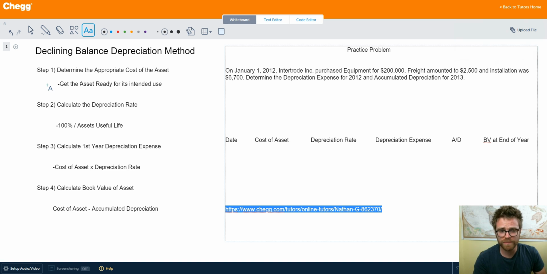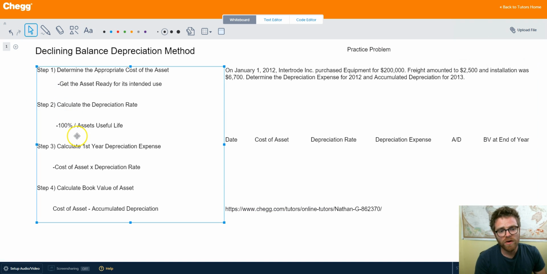But for now, let's go over step 2. Step 2, you're going to calculate the depreciation rate. To get that, all you do is take 100% and divide it by the asset's useful life. That's it. So take 100% and divide it by the useful life, and that will get your depreciation rate, the rate at which you depreciate. Now, since we're doing declining balance, we'll keep it at that rate. But if you're doing the double declining balance, all you do is take that rate and multiply it by 2. That's why they call it double declining. But for this example, we're just doing regular declining balance.